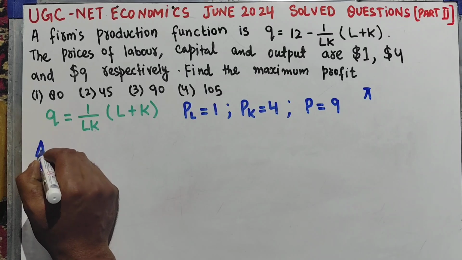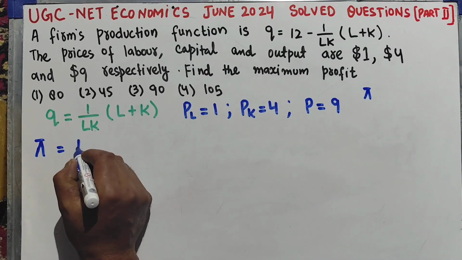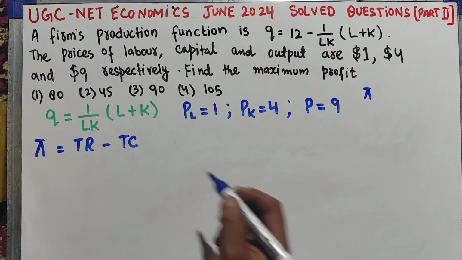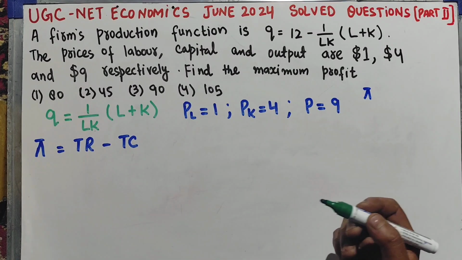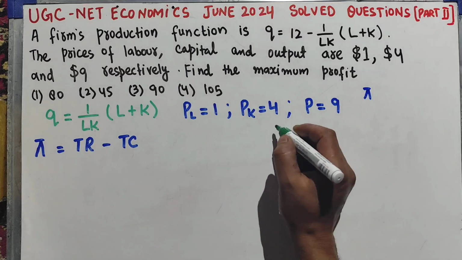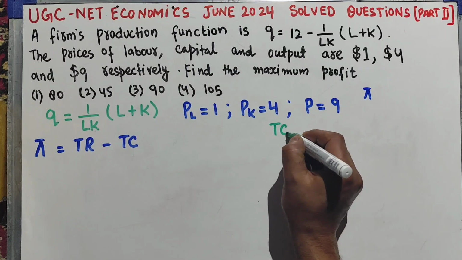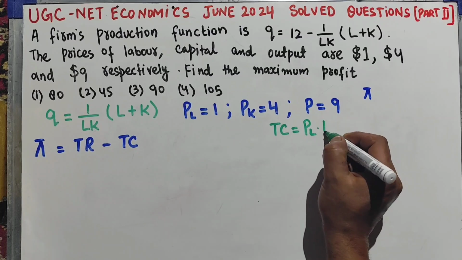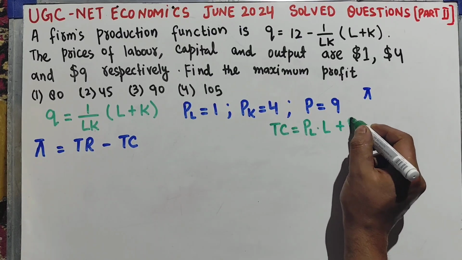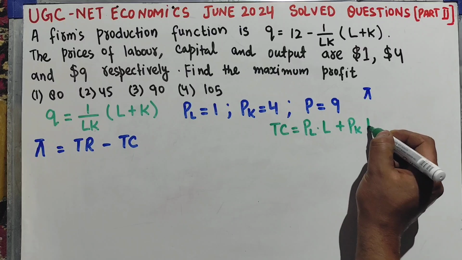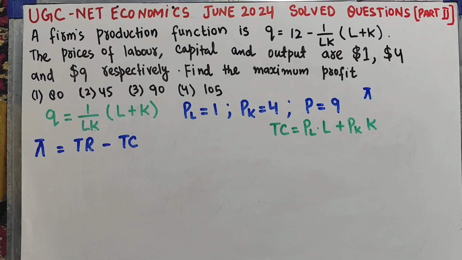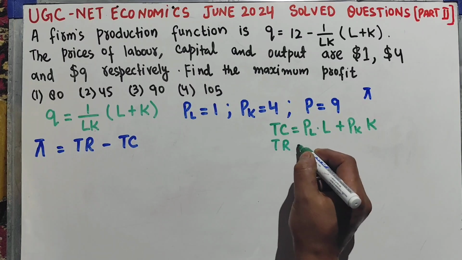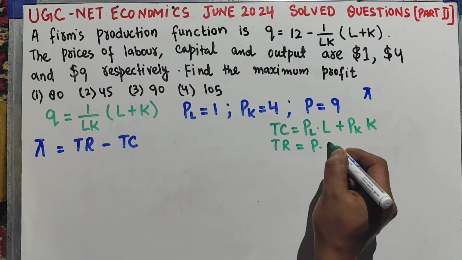So we know profit for the firm will be equal to the total revenue minus the total cost. Okay, now let us see what is the total cost. So what will be the total cost for this firm? Total cost will be equal to the price of labor times units of labor employed plus price of capital times units of capital employed. This will be the total cost for the firm. What about total revenue? Total revenue will be equal to price into output.